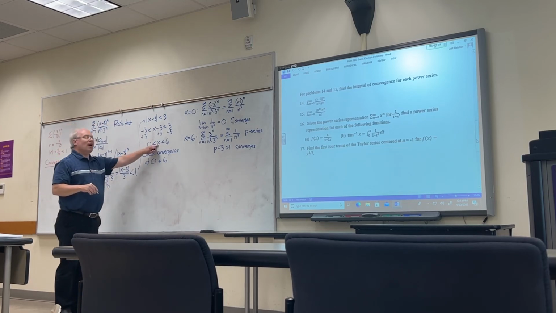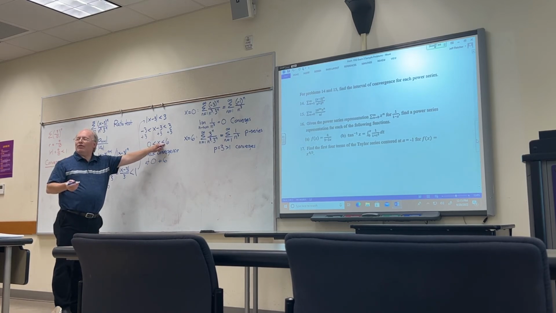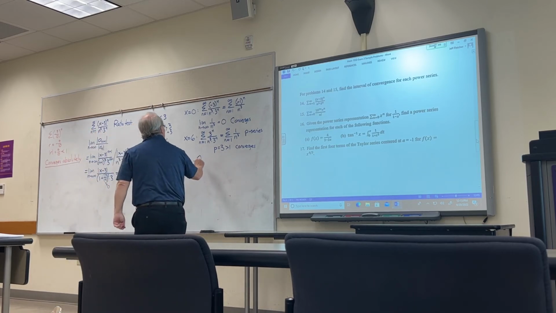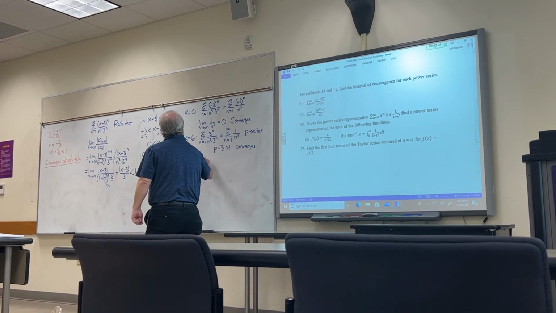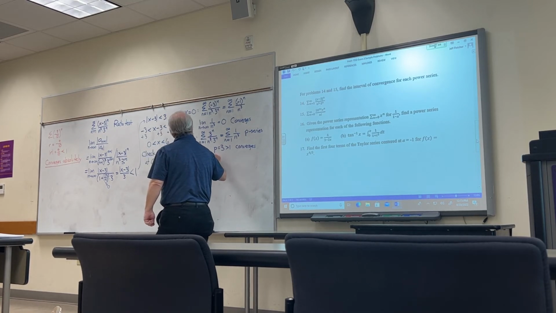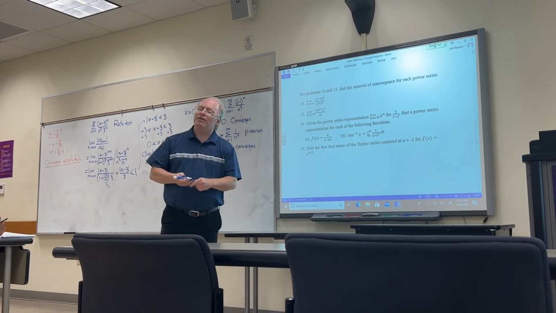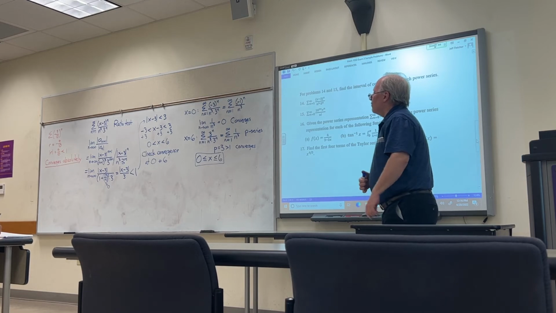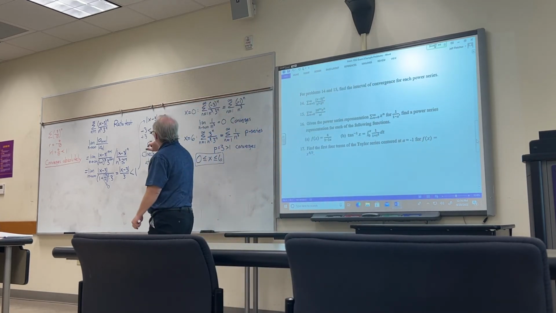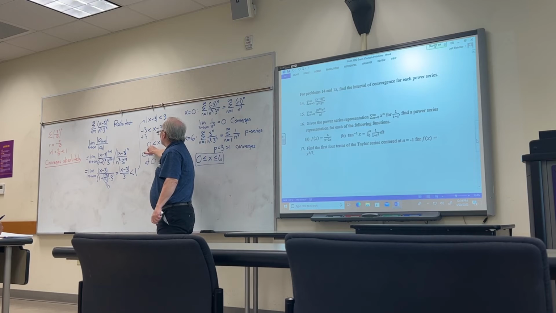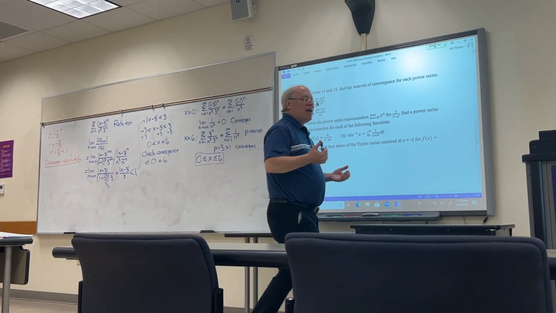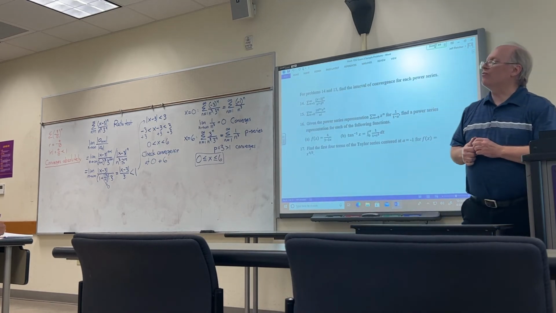So it converges on this interval, but also at 0 and 6. How would we write that inequality to include 0 and 6? 0 is less than or equal to x, which is less than or equal to 6. So that would be the interval of convergence. You use the ratio test to get your interval, but then you have to see if it converges at the endpoints. So you'd include any endpoint where the series converges.